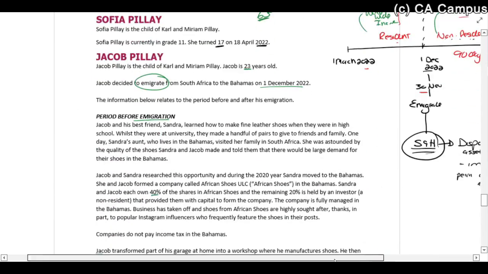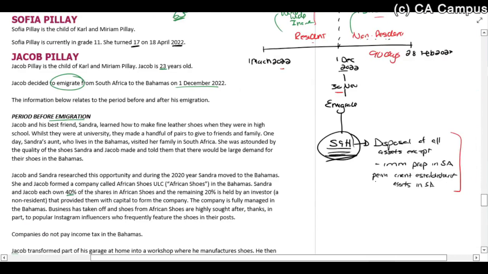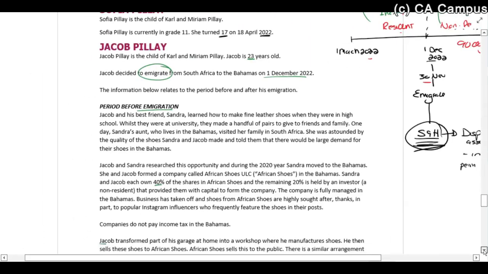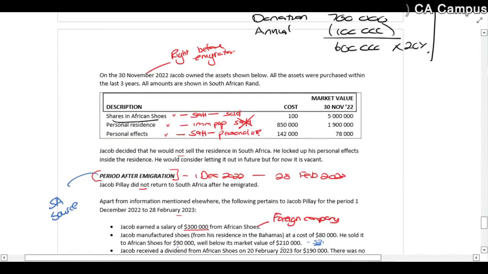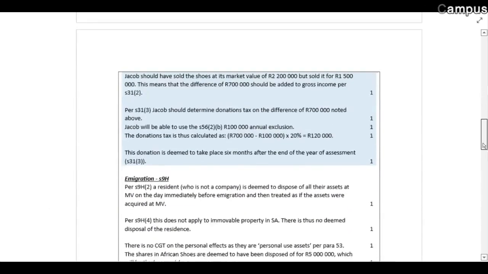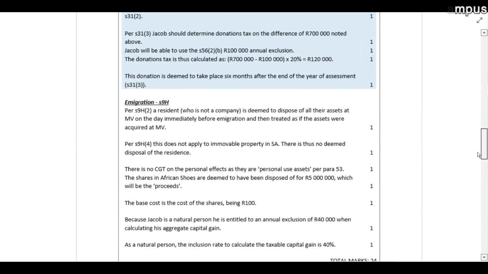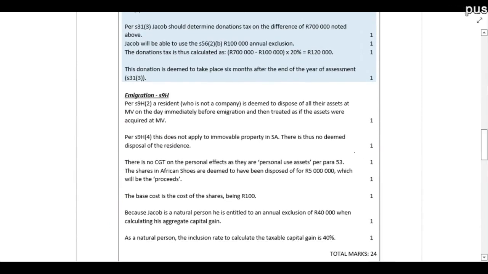We have to talk about the emigration. So in terms of section 9H, remember, you treat it as if you sold all of your assets at market value, except for immovable property in South Africa. So what happens here? The shares, they are treated as if they were sold for 5 million. Their cost was 100,000. So that's a big CGT, right?